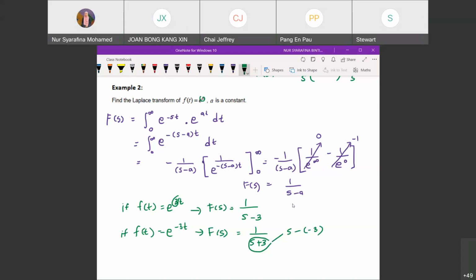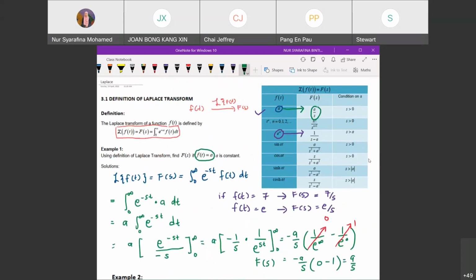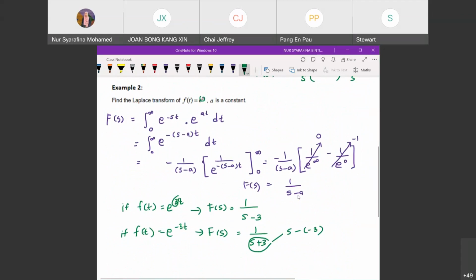So this is how you use the table of transformation given here. Okay, any question for these two types? Done with this one. Okay, take your time, understand this. Anyone has question, you can ask.